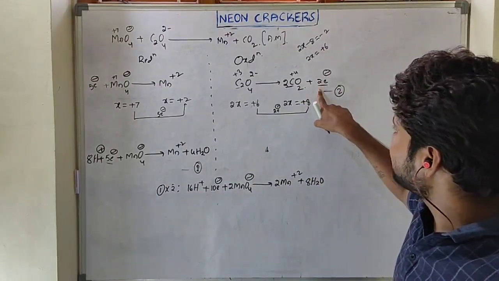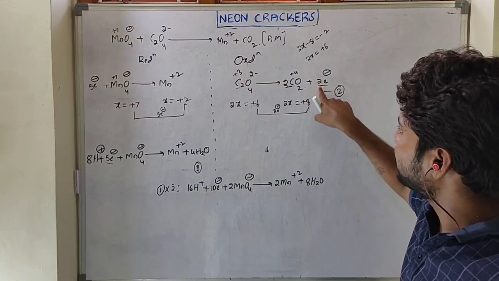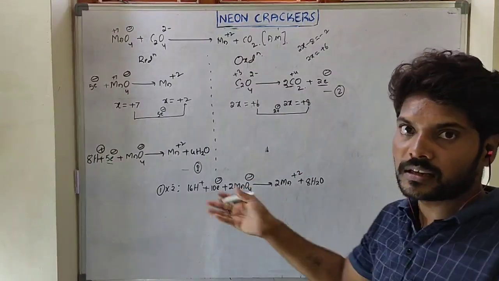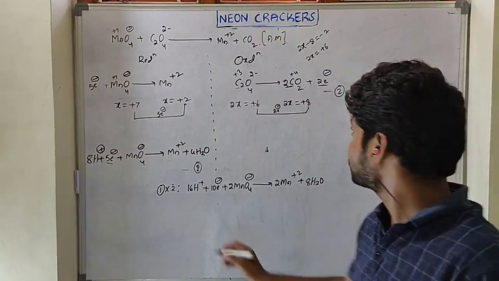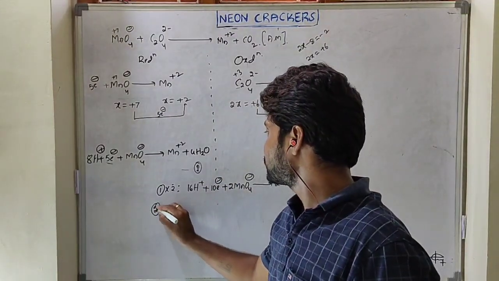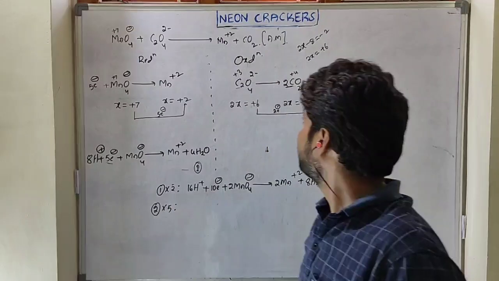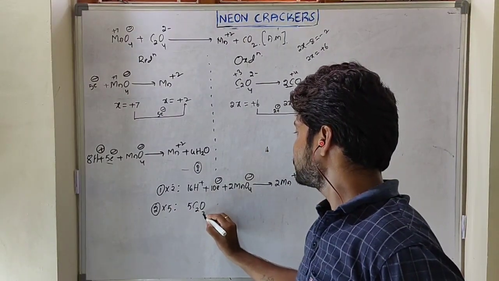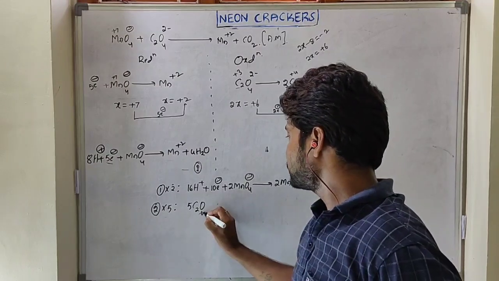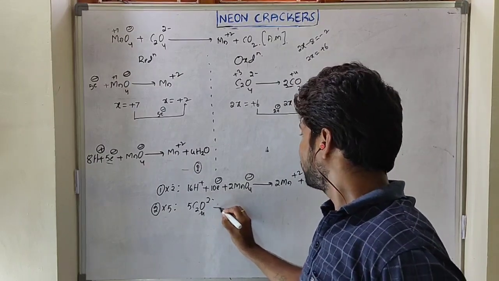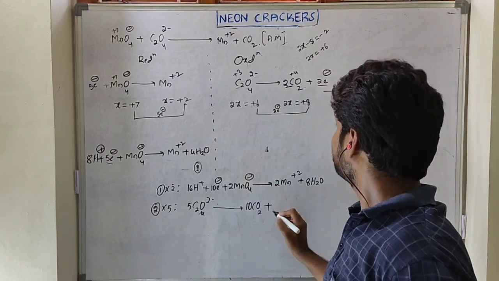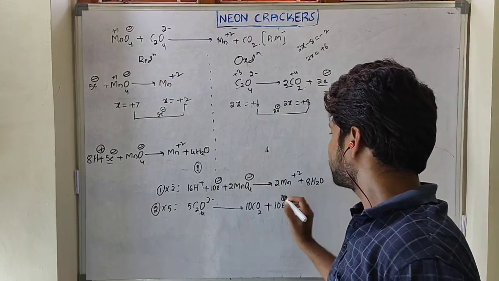Here also, if this equation is multiplied by 5, then we get 10 electrons on the right side. Then the 10 electrons get cancelled, so we get the resultant balanced equation. That's why the second equation is multiplied by 5: 5 oxalate giving 10 CO2 plus 10 electrons.